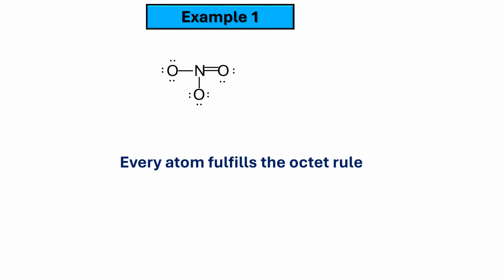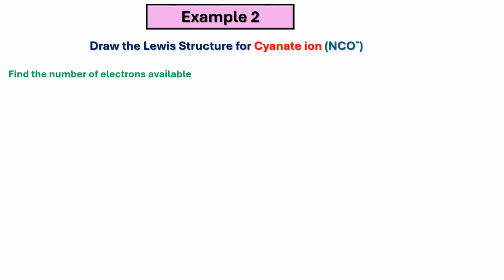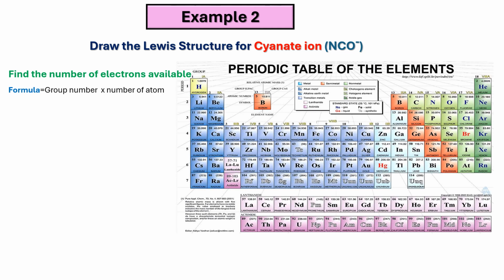Let's take a look at one more example. Draw the Lewis structure for cyanide ion. Let's look for the number of electrons we have available. We'll bring the table. Carbon is in group 4A, and we only have one carbon, so 4 electrons. Oxygen is in group 6A. We have one oxygen. 6 times 1 gives us a total of 6 electrons.